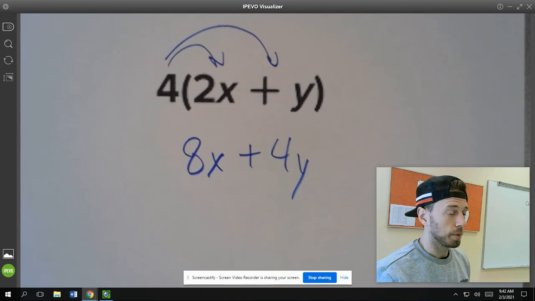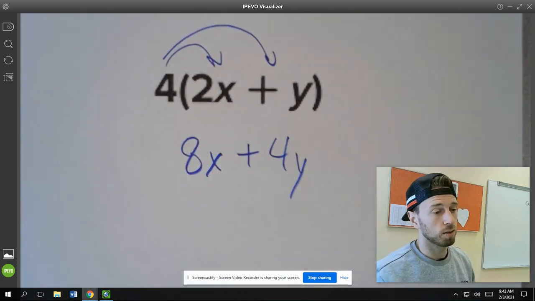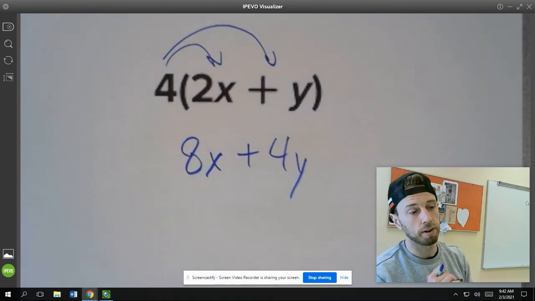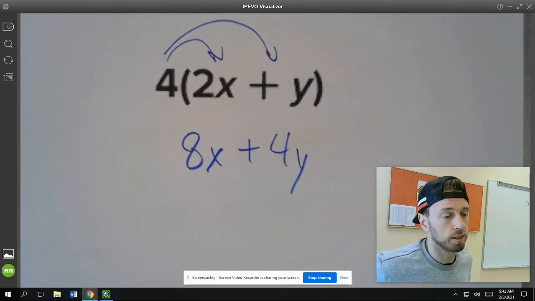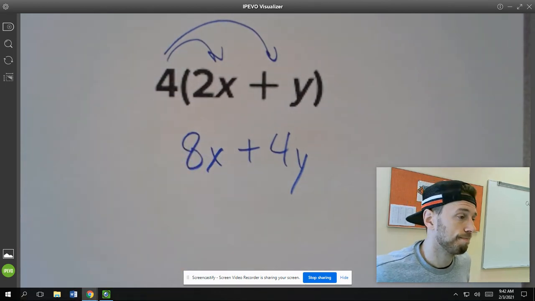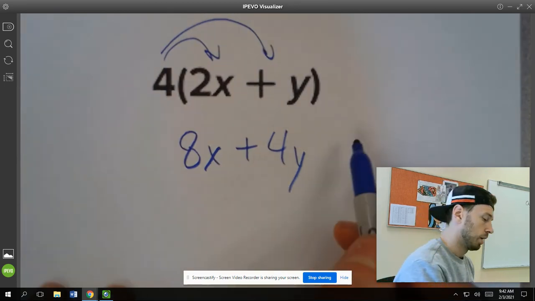And I'm done, because I can't combine 8x's with 4y's. I just don't know what those are. You can't add them together. We can only show that the multiplication is the repeated addition of them. 8x plus 4y, we're done.